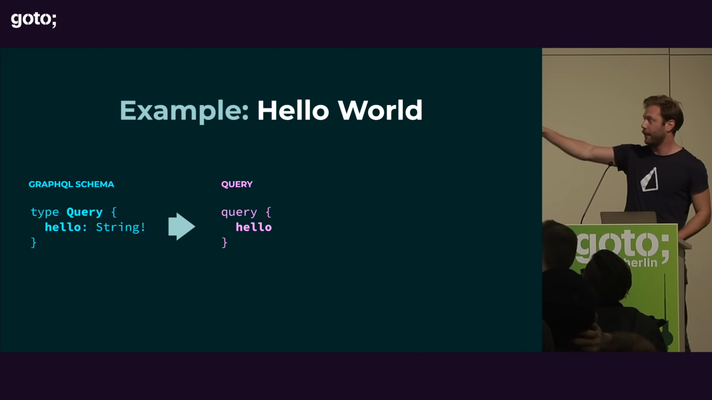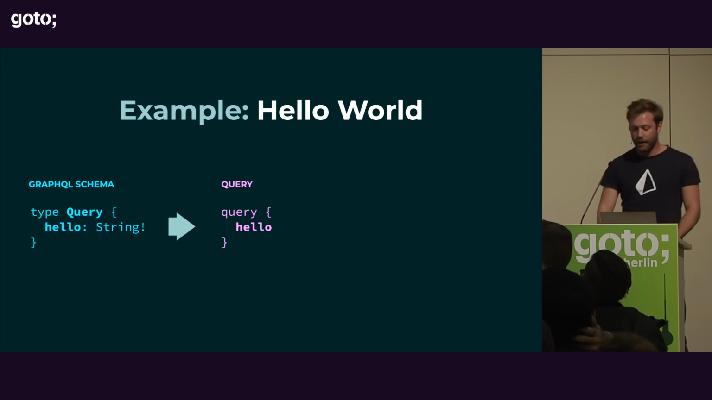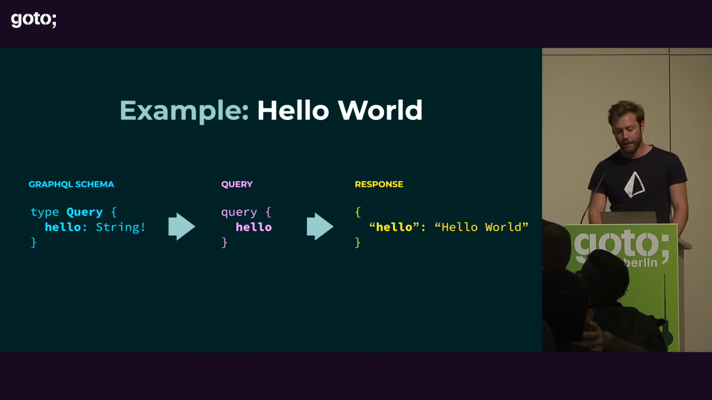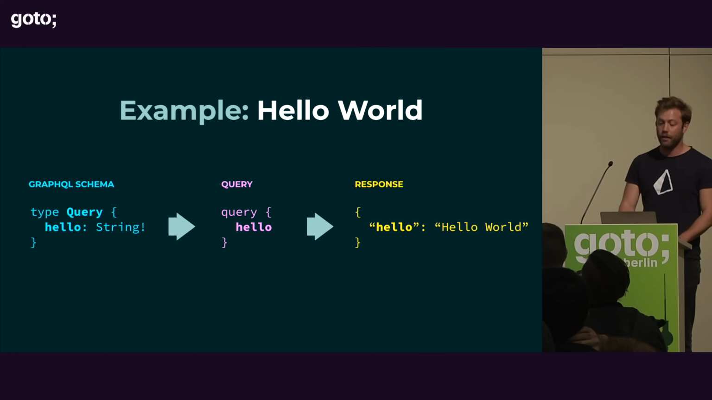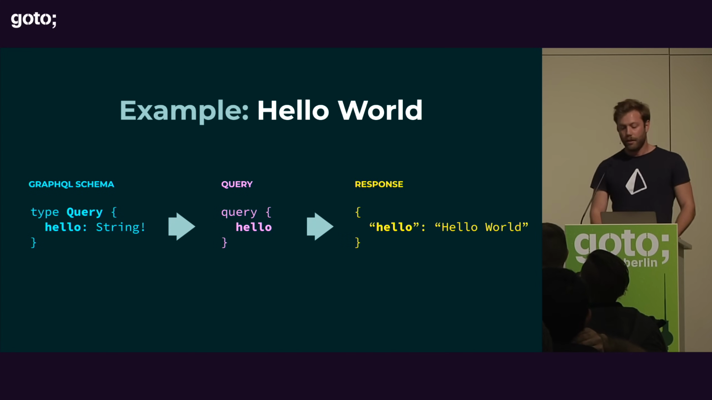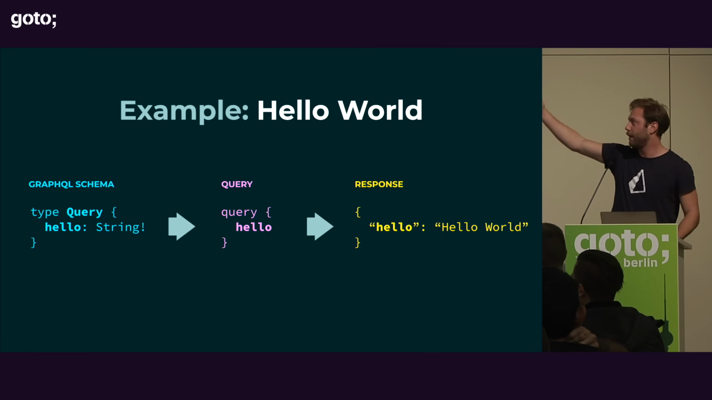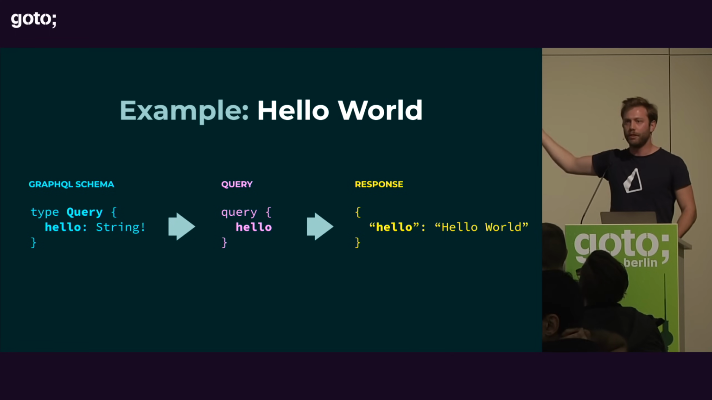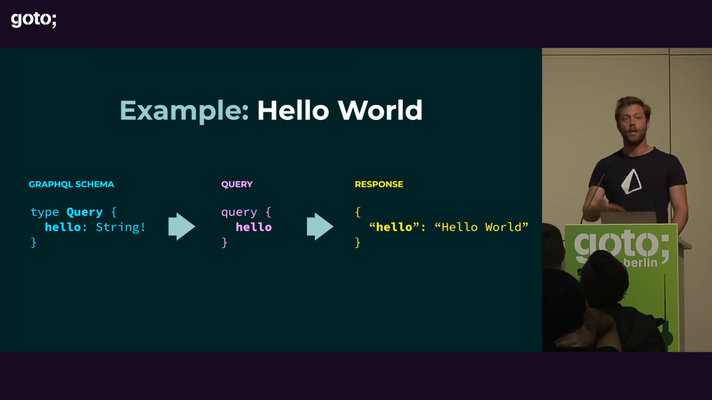So this is the query that a client could send to the server, and then it could get a response that looks like this. Just a simple object that only has one field, hello, with some string inside of it. And again, the shape of the query dictates the shape of the response. In this case, it's super simple because we only have one field in the query. We also only have one field in the response object.